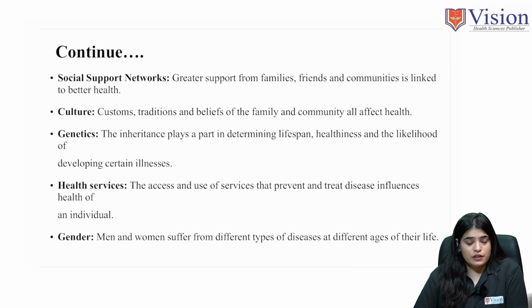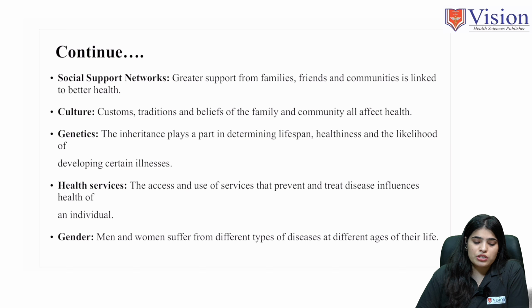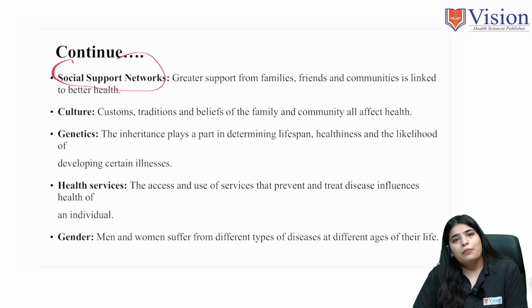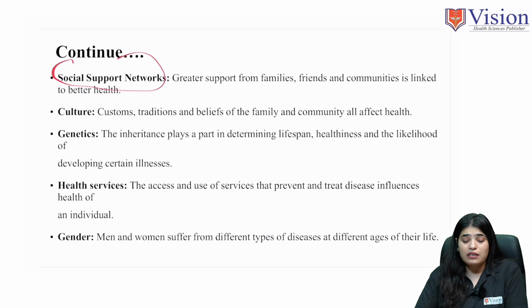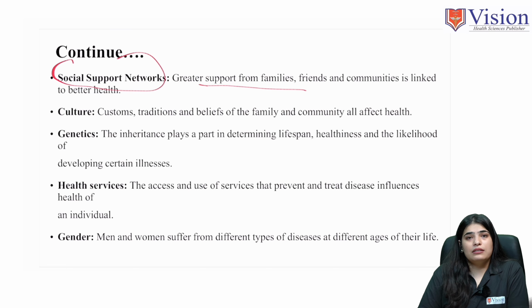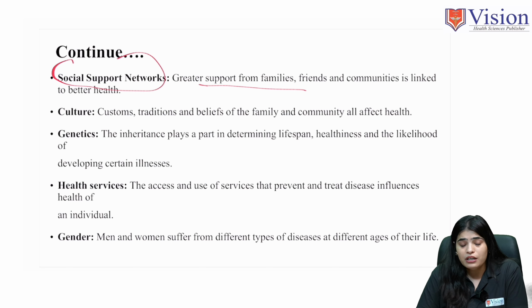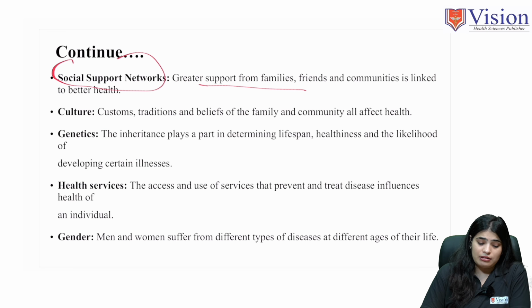The next factor which is influencing your health is the social support network. Your friends, your families, your peer groups, those are a great strength that is available to you, and it is also linked with your health. Your friends, your family, your community are also influencing your health. Whatever kind of friends you have, they will be influencing your health.